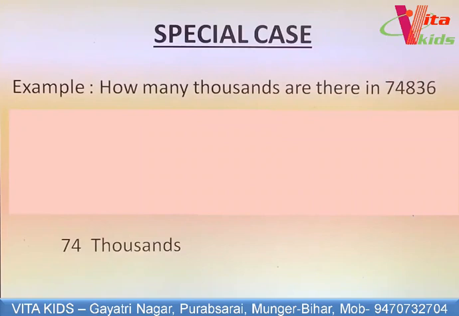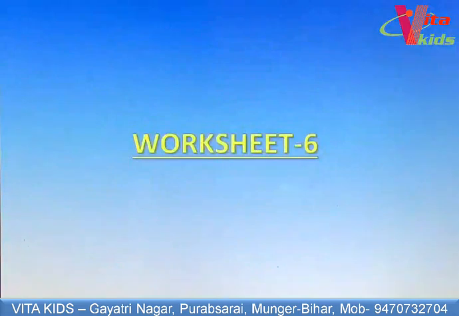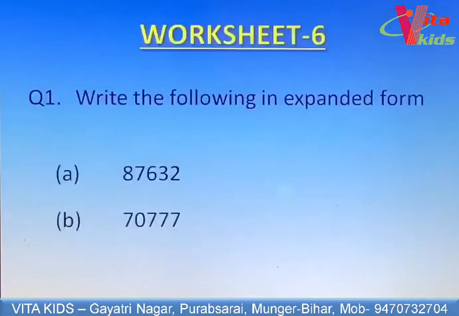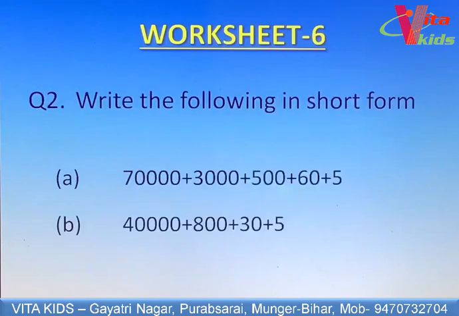Now let us do a worksheet to enhance your understanding. Worksheet number 6. Question 1. Write the following in expanded form. A part, 87632, B part, 70777. Question number 2. Write the following in short form. A part, 70,000 plus 3,000 plus 500 plus 60 plus 5. B, 40,000 plus 800 plus 30 plus 5.